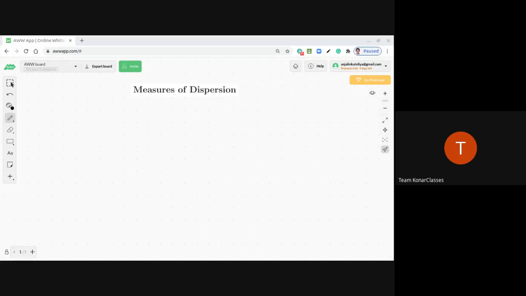I would like to give you a representative example, so that by looking into that example, you will understand why the measures of central tendency are not adequate to describe the data. Let's see by means of this example.